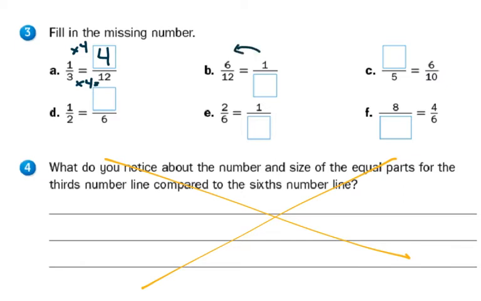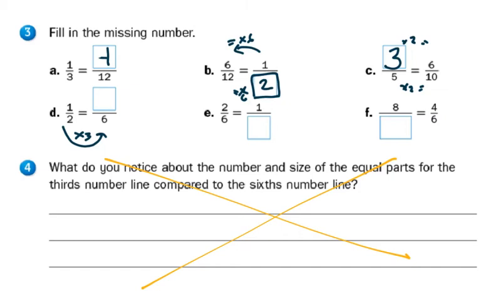Here, I'm going to multiply by 6. So I have to multiply by 6 to get 12 on the bottom. What number times 6 would give me 12? 2. Here they multiplied 5 times 2 to give you 10. So what can you multiply by 2 to give you 6? 3. Here they multiplied by 3 to give you 6. So if you multiply the top times 3, whatever you do to the bottom, you have to do to the top. 1 times 3 is 3.